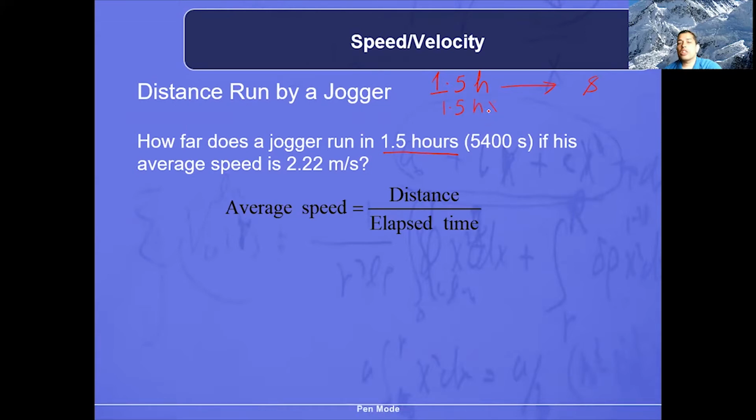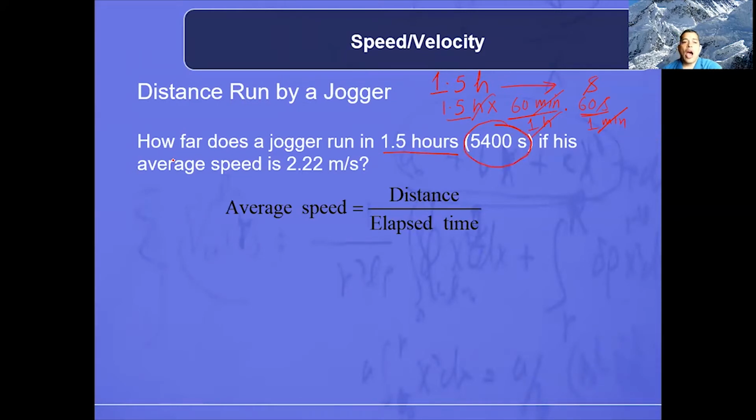You have to cancel your hour to change your hour to minutes, right? So 1 hour is 60 minutes, so hour should be canceled. 60 minutes over 1 hour. Then again, you have to convert your minutes to seconds: 60 seconds over 1 minute. See, chain rule, remember? This is the chain: minute, minute, hour, hour. If you multiply 1.5 by 60 by 60, you will get this many seconds.